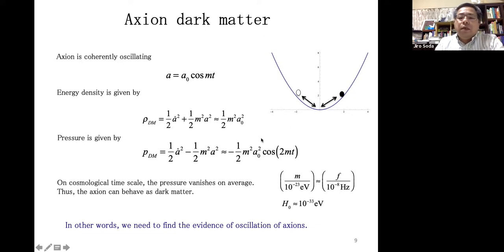But the mass of the axion is typically much larger than 10⁻²⁰ electron volt. And compared to this, the Hubble scale is 10⁻³³ electron volt. So on cosmological time scales, the pressure vanishes on average. Thus, the axion can behave as dark matter. So if the axion is dark matter, this gives rise to the oscillating scalar field.